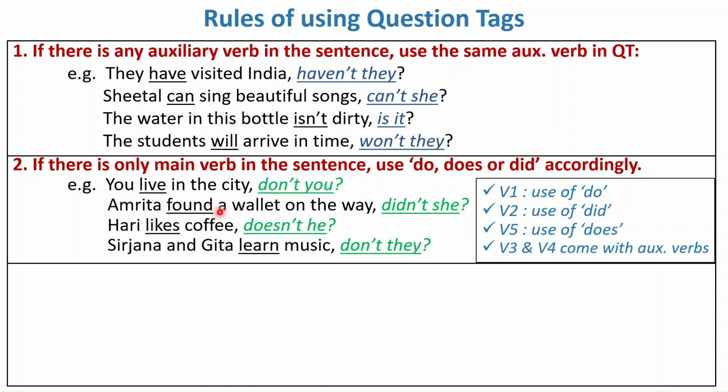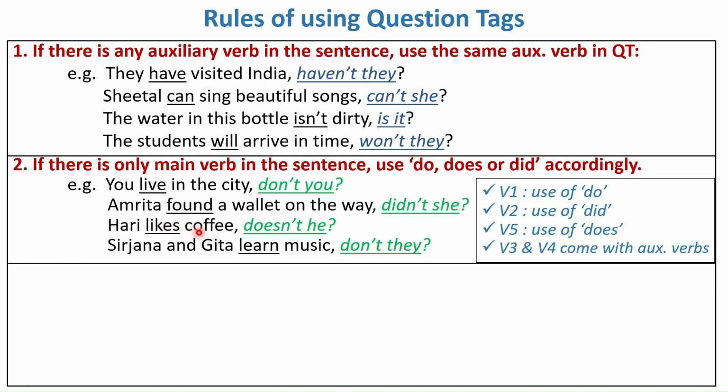Amrita found a wallet. Found. This is past form of the verb find. Therefore, we have to use did for this type of verbs. If there is V2 or if there is past form of the verb in the statement, we have to use did. Didn't she? Amrita is a girl. Therefore, we have used she to replace that subject. We cannot use nouns in question tags.